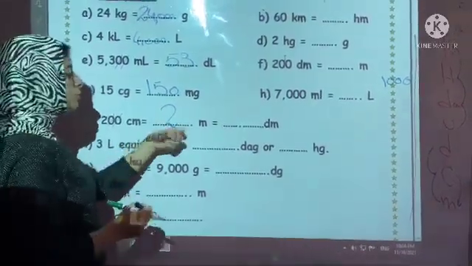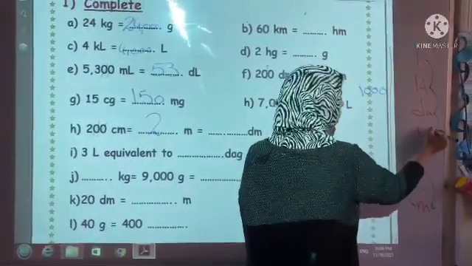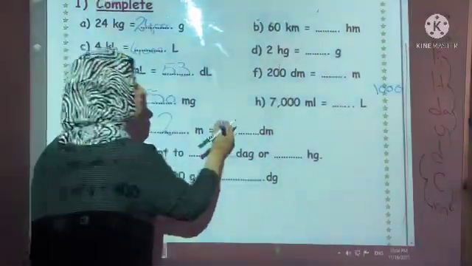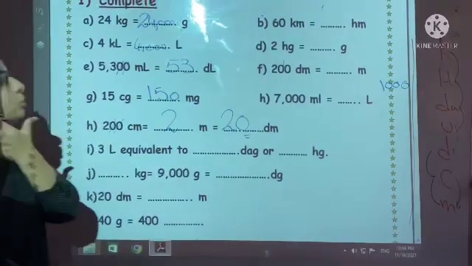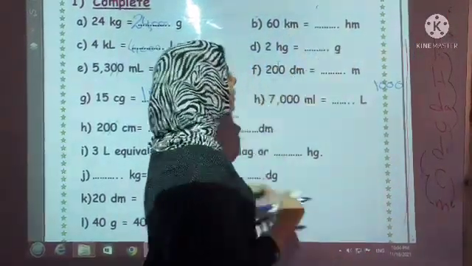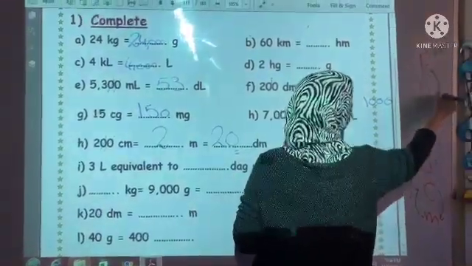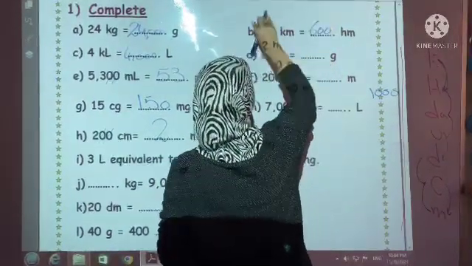So 2 meters equal how many decimeters? Meter is the unit. So from the unit to deci, I make it times 10, so it will be 20. I add another 0. So here, Junior 4, 60 kilometers equal how many hectometers? So from kilo to hecto, I make it times 10, so it will be 600.